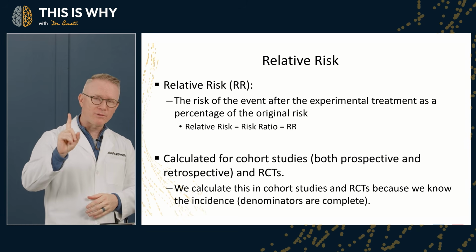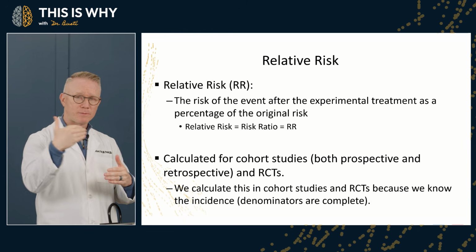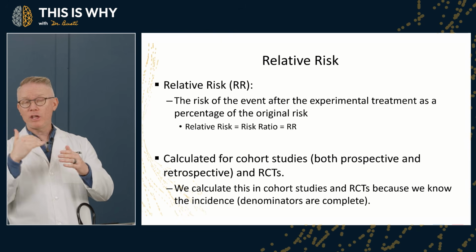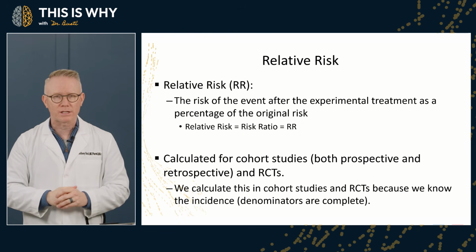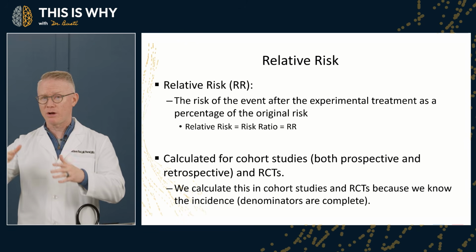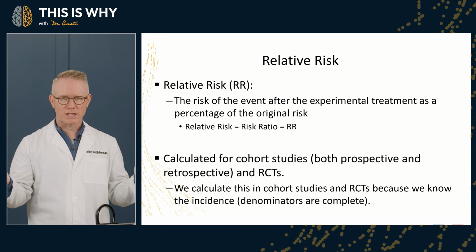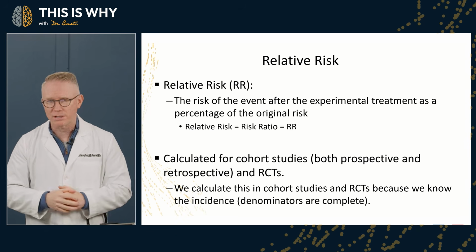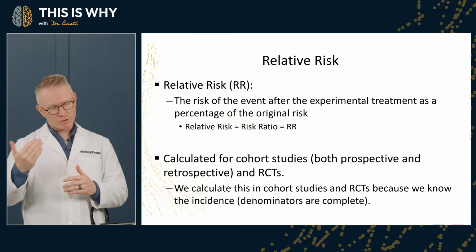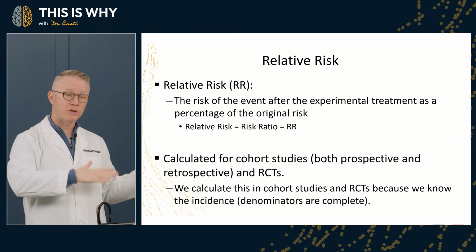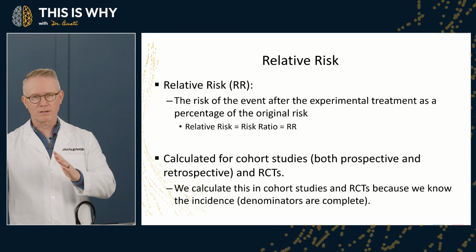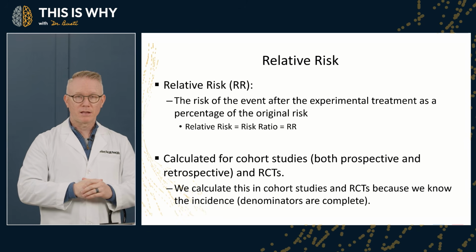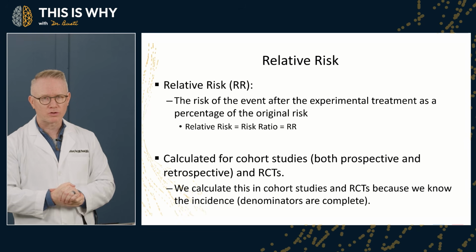Now, this is, again, the risk of an event after some experimental treatment has been given as a percentage of the overall or original risk. So relative risk, risk ratio, RR, those things are all relatively the same, right? We typically calculate these for studies like cohort studies. Remember, cohort studies can be most commonly prospective, but they can also be retrospective in nature. They go forward in time. I know that seems counterintuitive or weird, but I cover that in the study design lecture if you need that. And then, of course, randomized controlled trials.